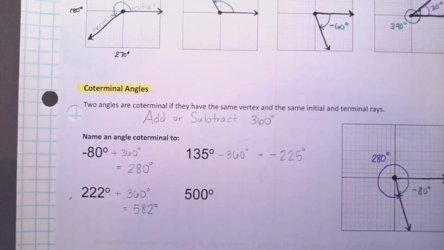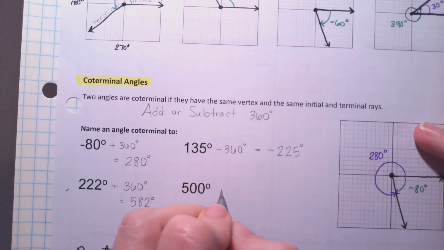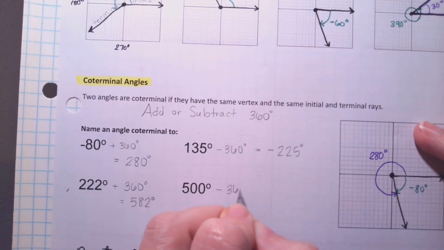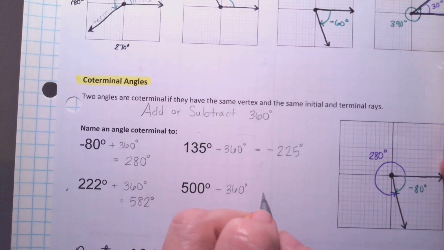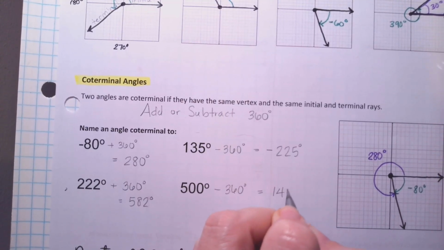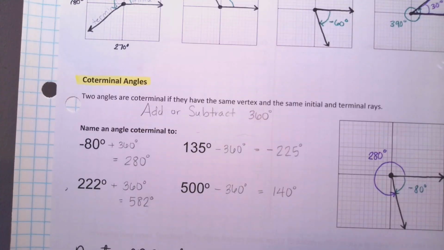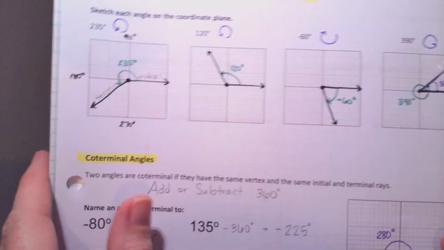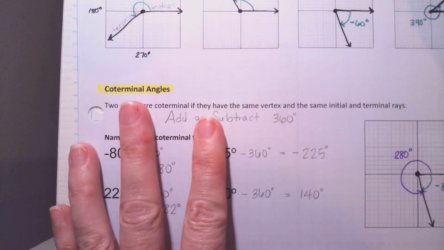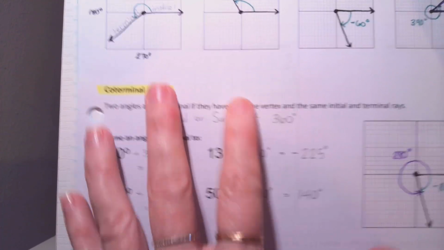And then lastly, finding an angle that's coterminal to 500 degrees. On this one I'll subtract 360, which gives me 140 degrees, coterminal to 500 degrees. Coterminal in degrees is pretty easy. We will learn about radian measure on the back, and we'll also look at how to find a coterminal angle measured in radians as well.